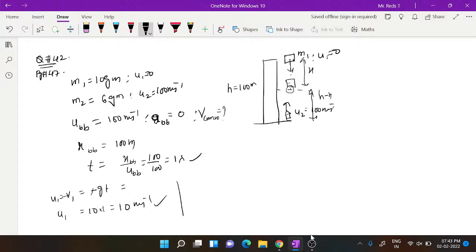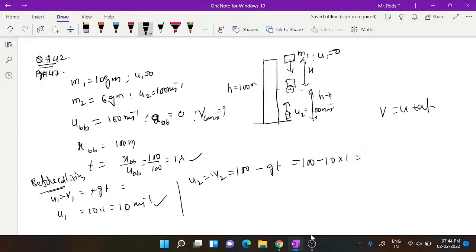Next, u2 for the second one. What is the initial velocity before collision? u1 is the velocity obtained here, v1. Similarly u2 is the velocity obtained after traveling some distance. Again using the equation v equals u plus at. Here the initial velocity was 0, but it is projected with 100 meters per second. So 100 minus g into t, 100 minus 10 into 1, so 100 minus 10 is 90. So this u2 is 90 meters per second, u1 is 10 meters per second.